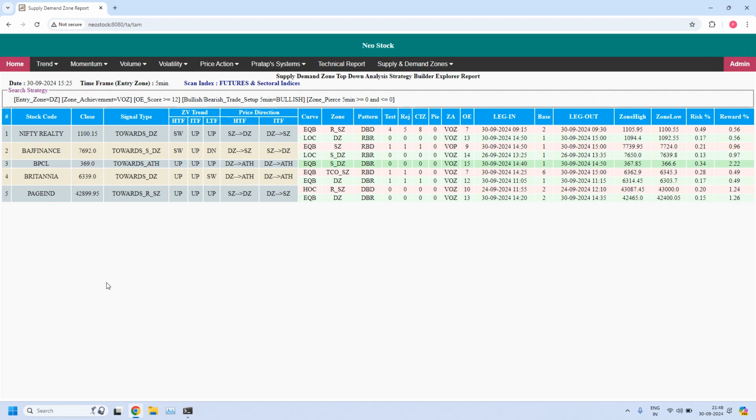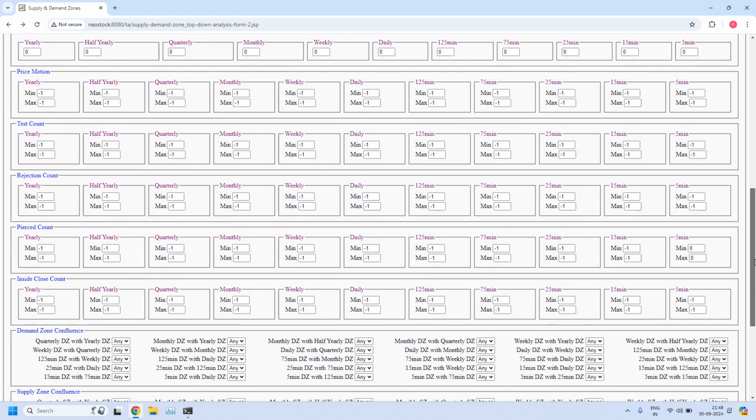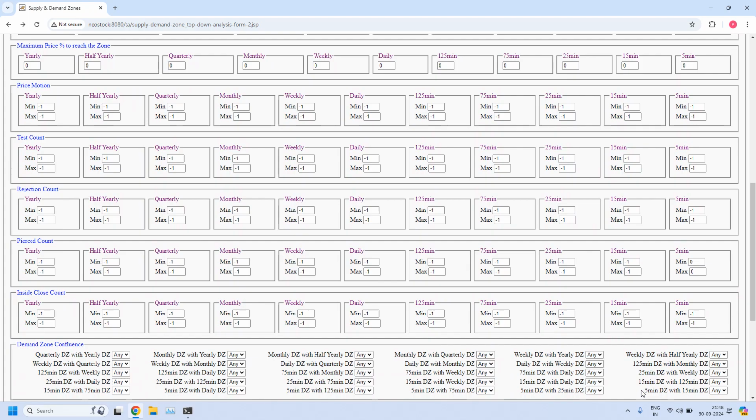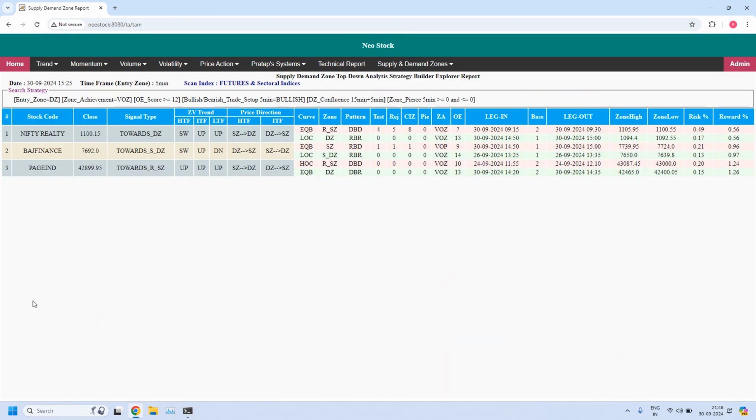Now let's verify out of these 5 how many are having ITF confluence. That means the 5 minutes demand zone should be part of the 15 minutes demand zone. 15 minutes is the ITF time frame for hourly income trade. So in the demand zone confluence, I am enabling the filter 5 minutes demand zone with 15 minutes demand zone. Now out of 5, 3 stocks are filtered.